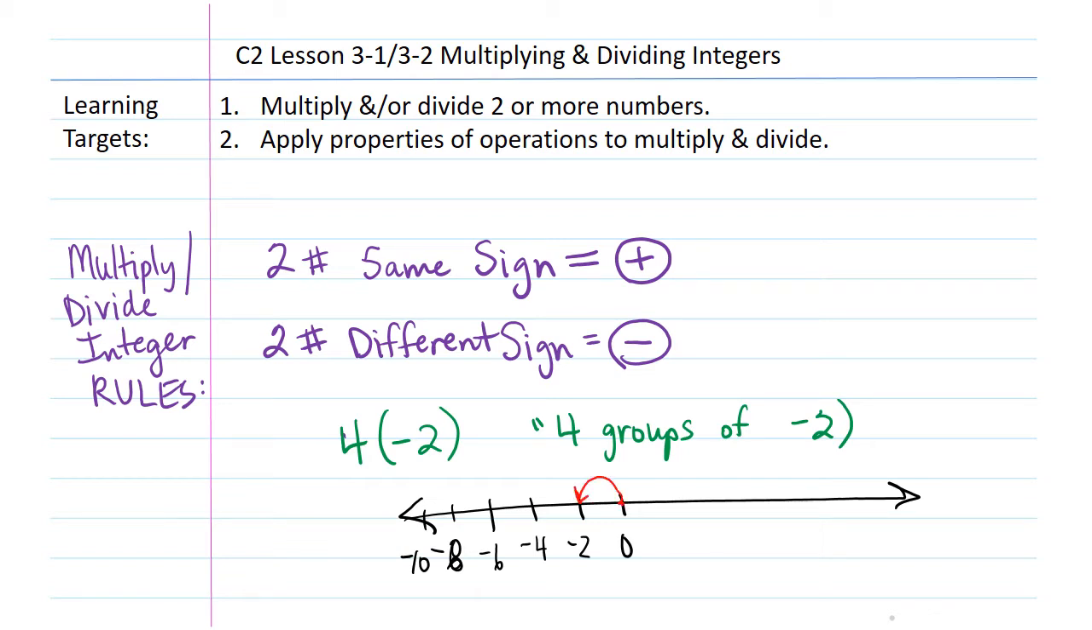Grouping as far as modeling is like little hops. I went back a group of negative 2, I went back another group, that's the first group, this is the second group, third group, fourth group. So the answer there would be negative 8. 4 groups of negative 2 would equal negative 8. Okay, going on to the next slide.